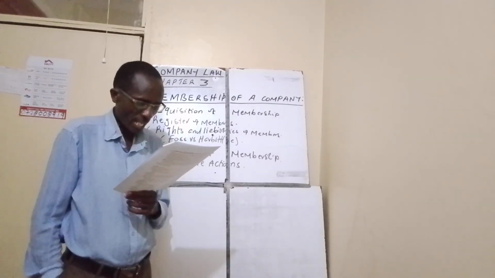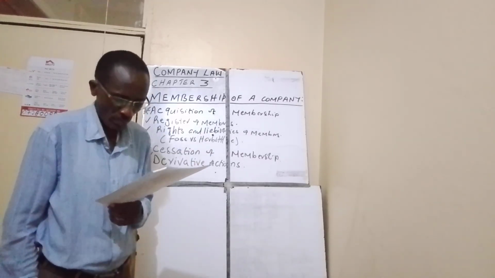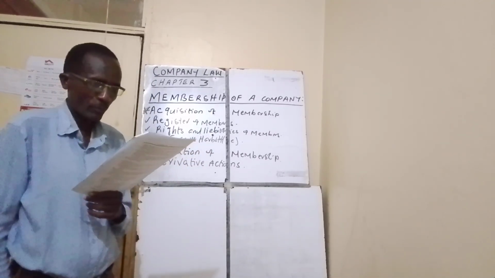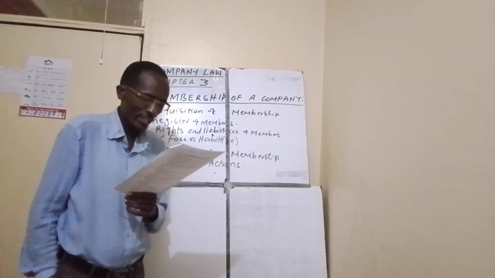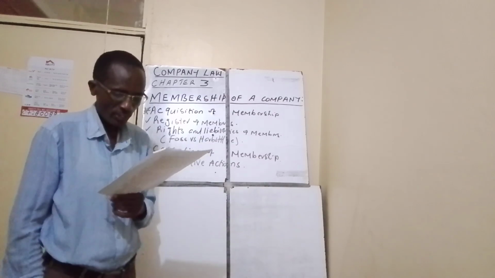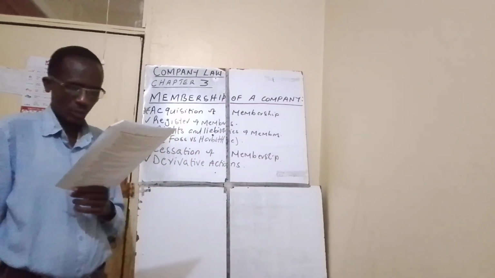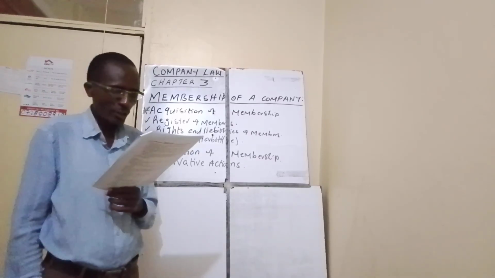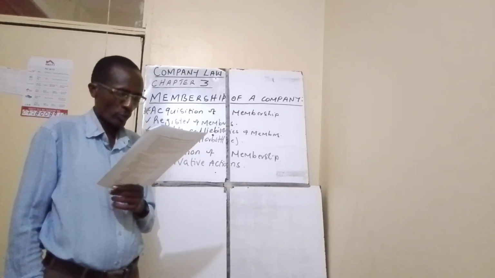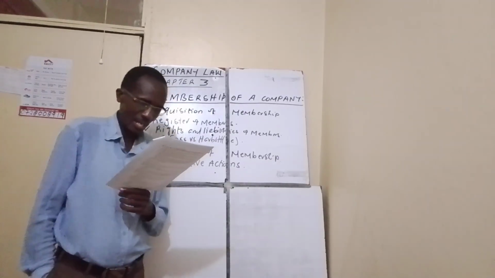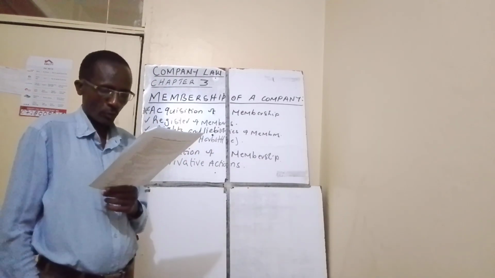However, for the action to be instituted and sustained, the following conditions must be fulfilled. 1. Fraud. The complaint must involve some fraud on the minority, e.g., unfair use of majority voting powers. Number 2, it must be evident that the wrongdoers are in legal control of the company.